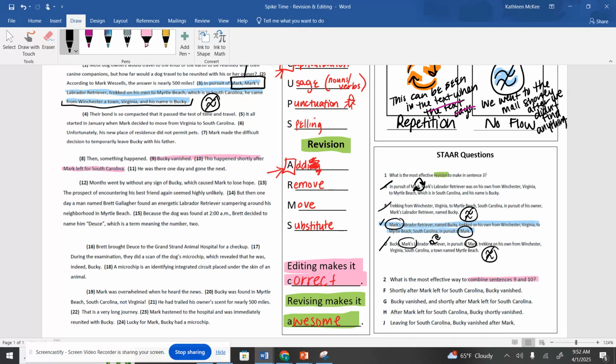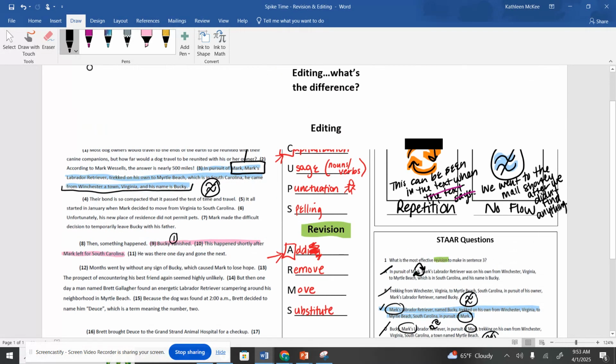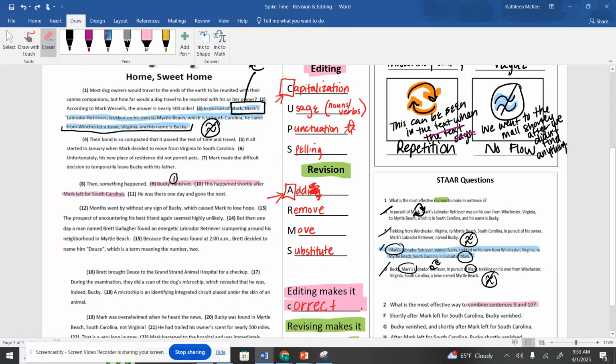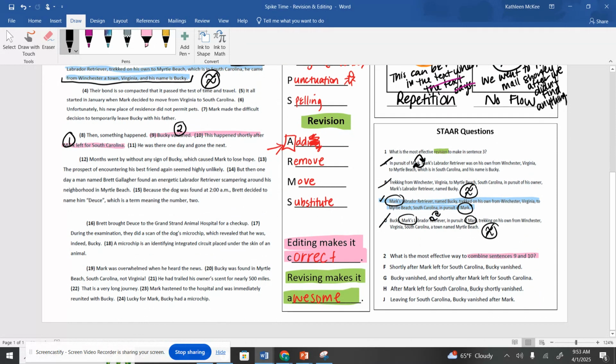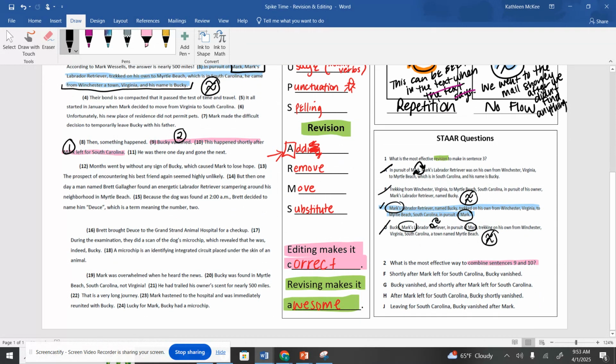This is kind of tricky because it's saying in a sentence that Bucky vanished first. Then the second sentence says this happened shortly after Mark left. So really, Mark left first and then Bucky vanished second. But because it's in an opposite order in the paragraph, it might confuse people. Some of our students got confused when we've done this article before. All right, so number 2, what is the most effective way to combine those sentences? Shortly after Mark left for South Carolina, Bucky vanished. That one sounds kind of good.